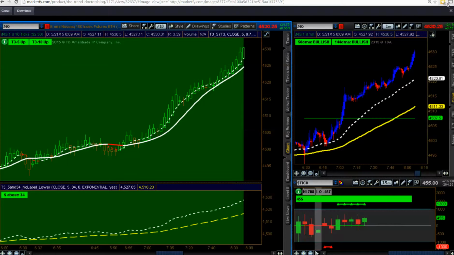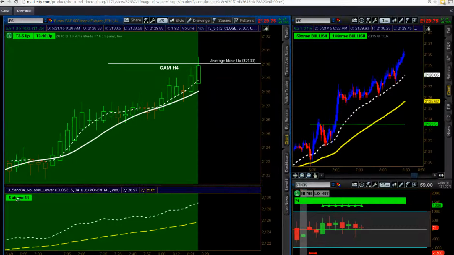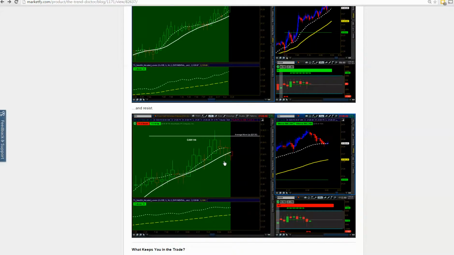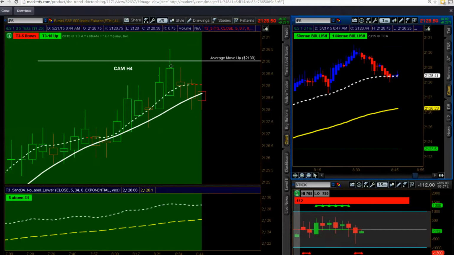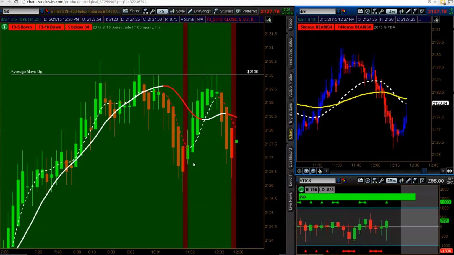So all about the NQ, and that's right, it was all about the ES as well. Price action breaking to the upside. There we go, right to the average move up, holding above the 50 and the 144. Breakout of the overnight session high, 21.2350. It was there at the average move up, and the CAM H4, the price action found some resistance as price action completely reversed itself. Tried to hold support here at, that's right, the 144, and once again it was unable to break downside, and as we see the remainder of the session, price action never being really able to get back upside.